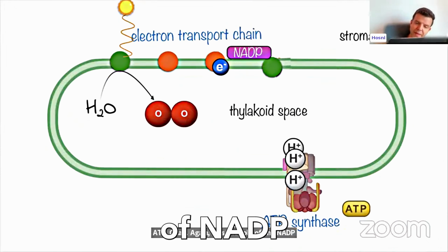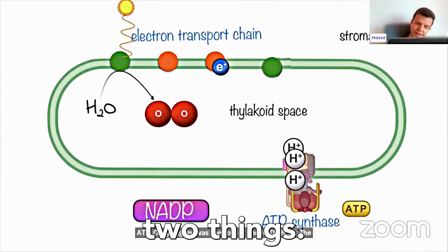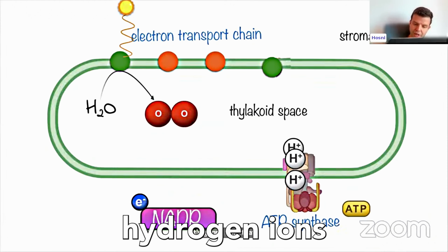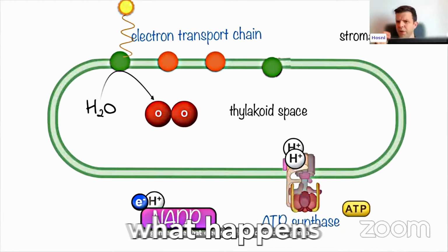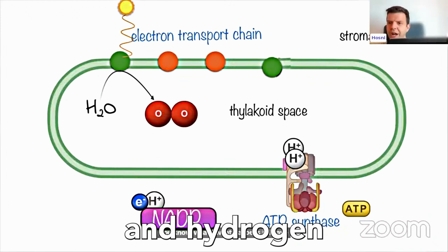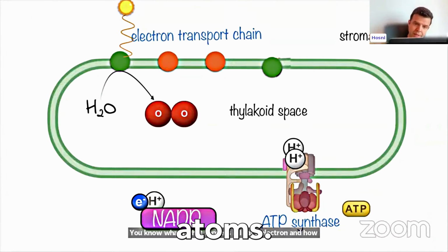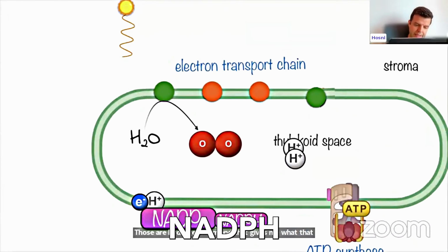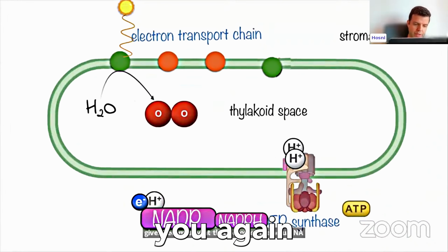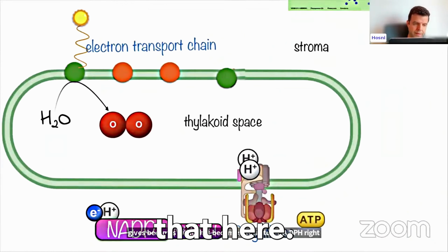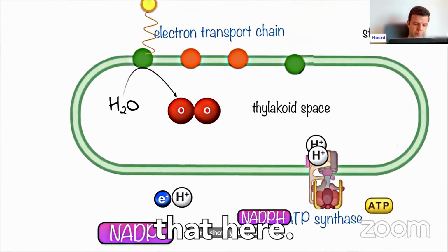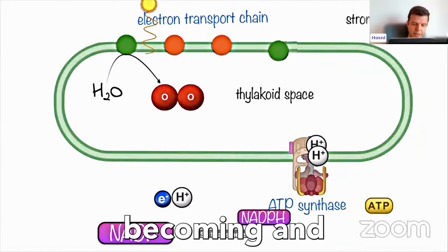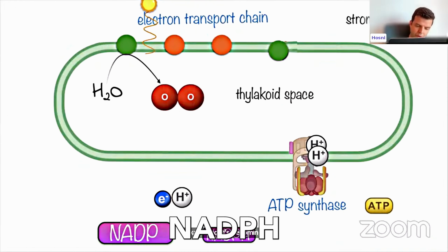Again, what's the role of the NADP here? The role of NADP is to take two things. It's going to take that electron, final acceptor. It's going to take those hydrogen ions from here. You know what happens if I have electron and hydrogen ions? Those are hydrogen atoms. And that gives me what? That becomes the actual NADPH, right? Let me show you again. Put that here. Okay, and it's becoming NADPH.